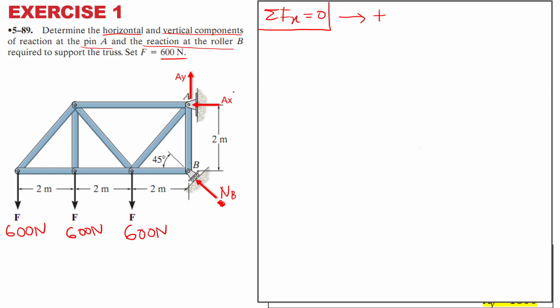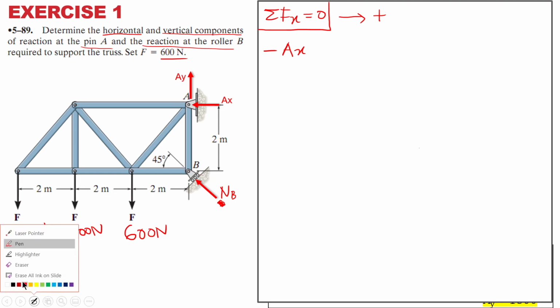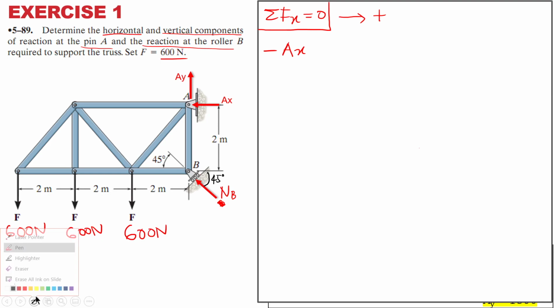Summation Fx, this one to the left is negative, so negative AX. Again, this is the normal. How about the angle? 45 degrees. So this is 45, this is actually 45 degrees. So negative AX and then minus again, minus NB cos 45.